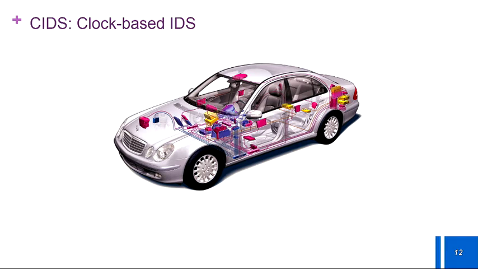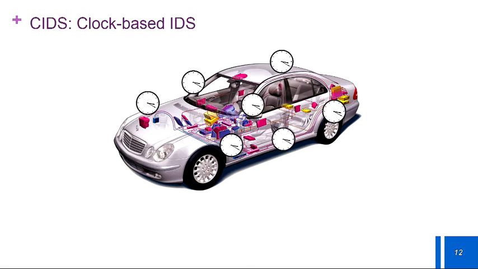In cars, ECUs have their own quartz crystal clocks, and they use them to schedule their transmissions. Because of hardware imperfection, they have slightly different speeds. It was reported that you can have a 2.4-second clock offset over a day. This justifies that clock skew might be a good candidate for fingerprinting the ECUs.